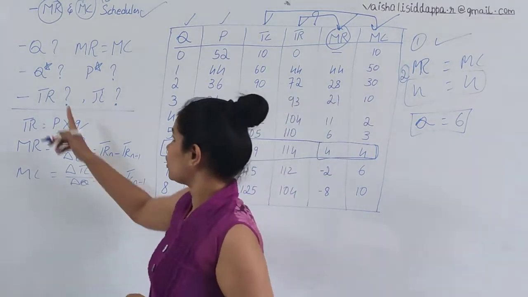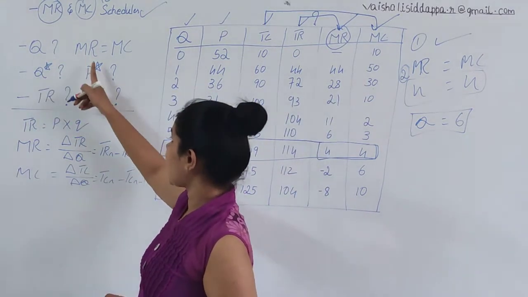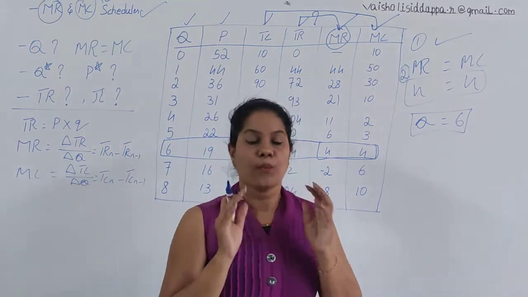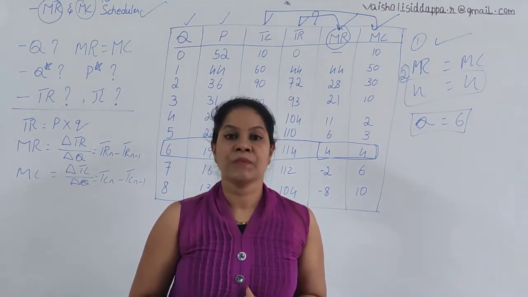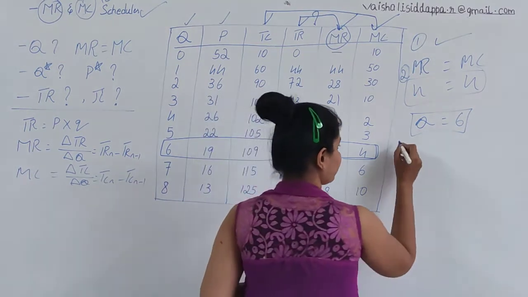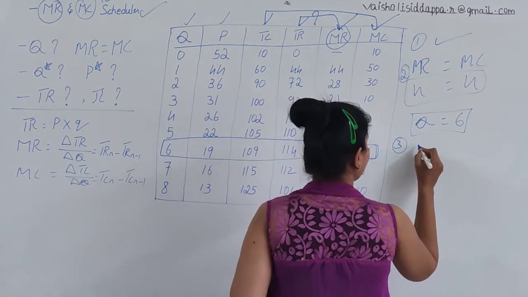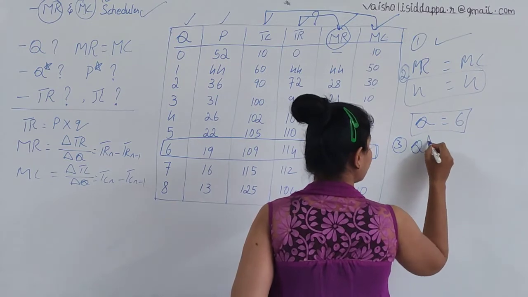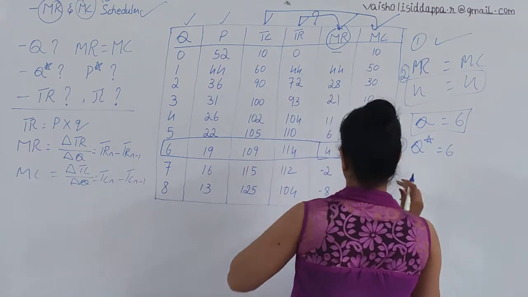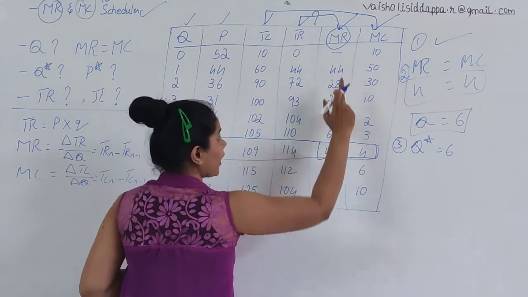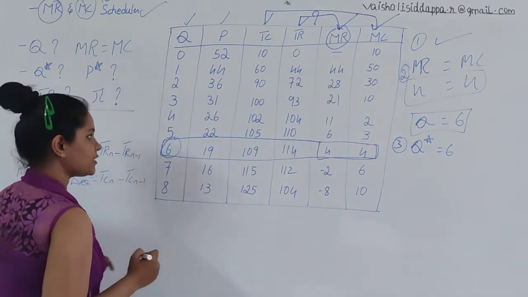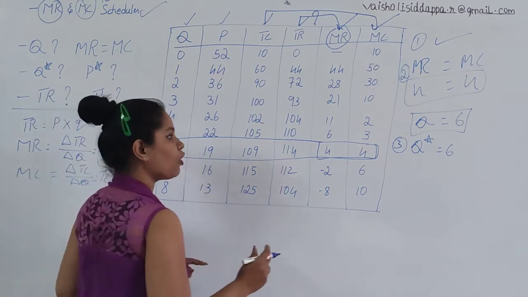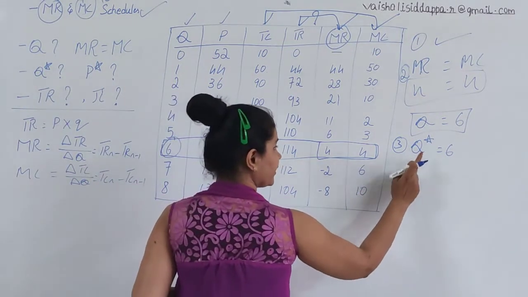The third question: what is the equilibrium quantity and what is the equilibrium price? When MR is equal to MC, that is called the equilibrium point. So let me answer the third question. The equilibrium quantity is 6. The 4 is equal to 4, MC is equal to MR. In which quantity? Quantity is 6. So the sixth quantity will be called the equilibrium quantity.